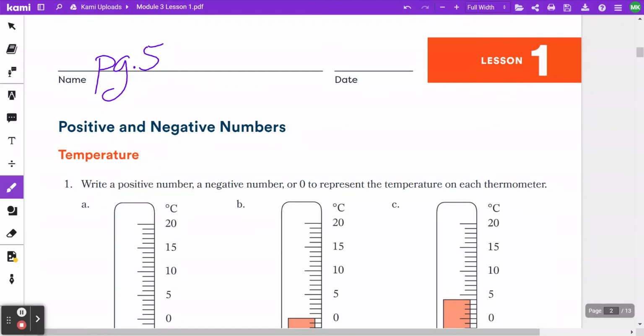All right, so welcome to Module 3, the first lesson of Module 3. This is Eureka Squared, or Eureka Math Squared. Module 3, Lesson 1, Positive and Negative Numbers.